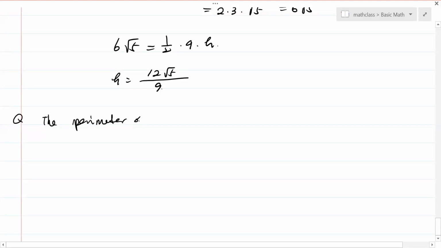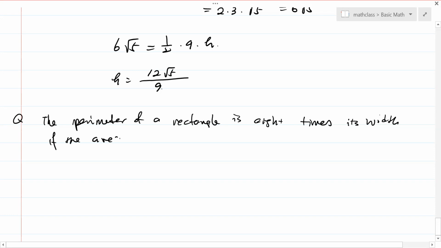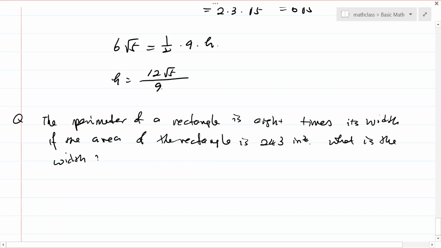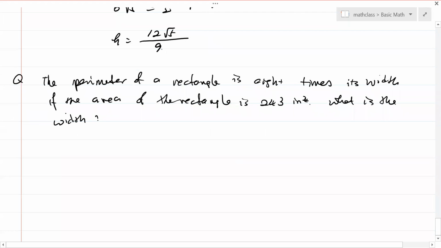The perimeter of a rectangle is 8 times its width. Now, if the area of the rectangle is 243 square inches, what is the width? So many quantities here, right?